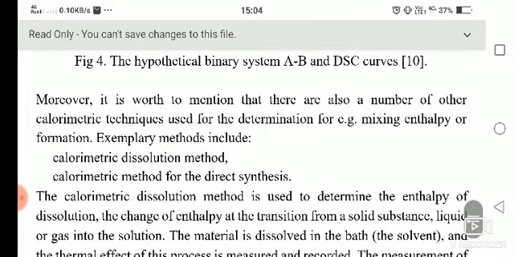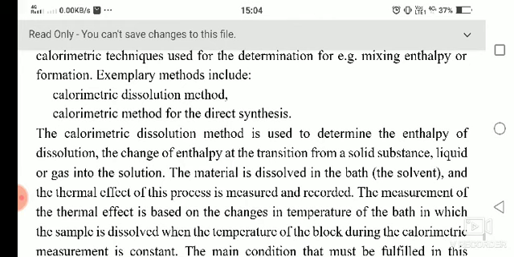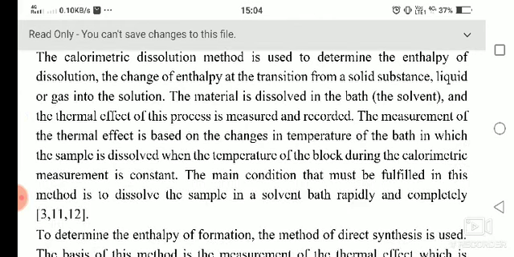Moreover, it is good to mention that there are a number of other calorimetric techniques used for the determination of, for example, mixing enthalpy and enthalpy of formation. Exemplary methods include the calorimetric dissolution method and the calorimetric method of direct synthesis. The calorimetric dissolution method is used to determine the enthalpy of dissolution, that is, a change of enthalpy in the transition from a solid substance, liquid or gas into a solution.